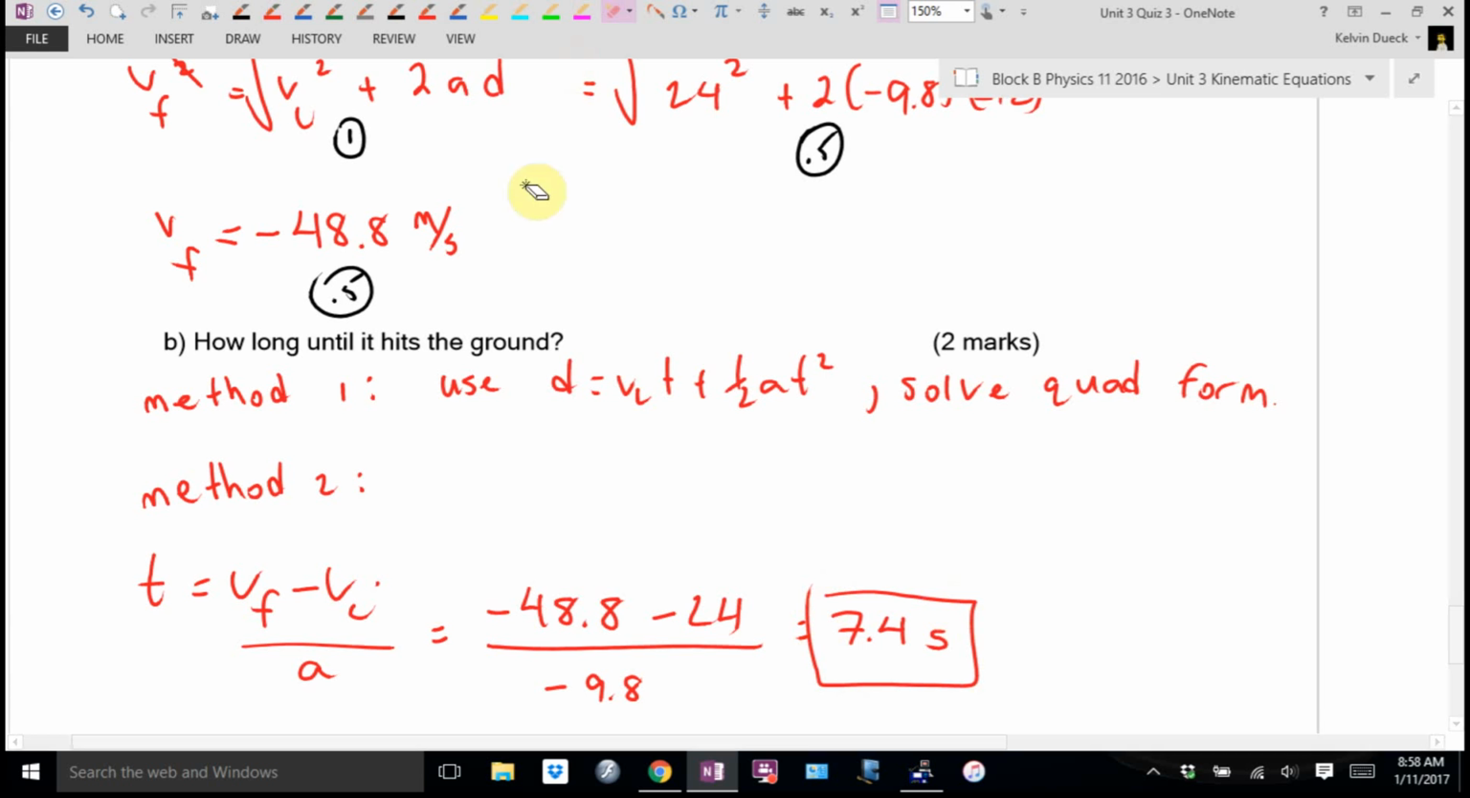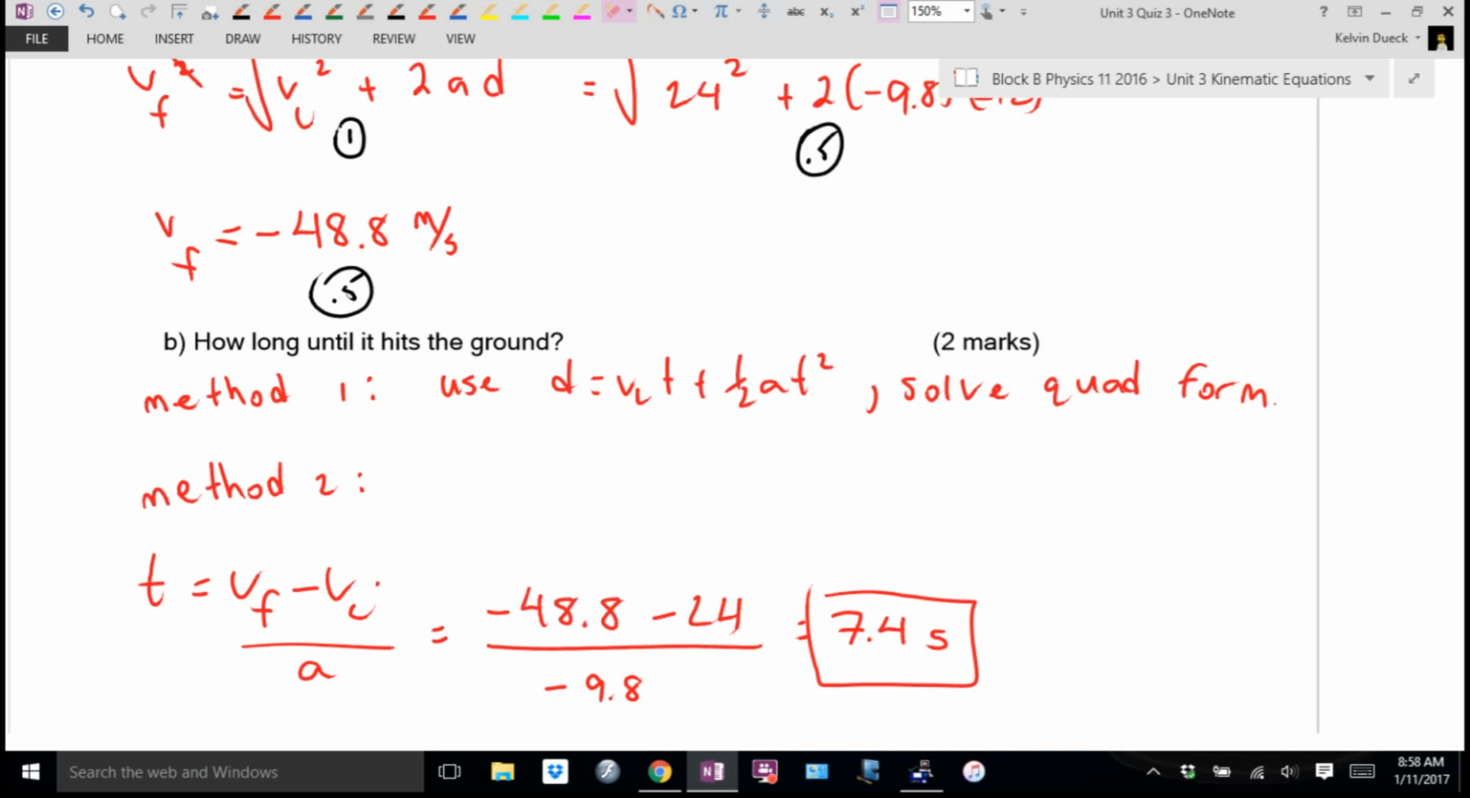Now, if you got this answer wrong, which you did, but you went that answer, minus 24 divided by negative 9.8, I will give you 2 out of 2 for this, even though it's the wrong answer. You did it totally right. You just started with the wrong data. And that's how I will almost always, I think always, if I can, mark your tests.